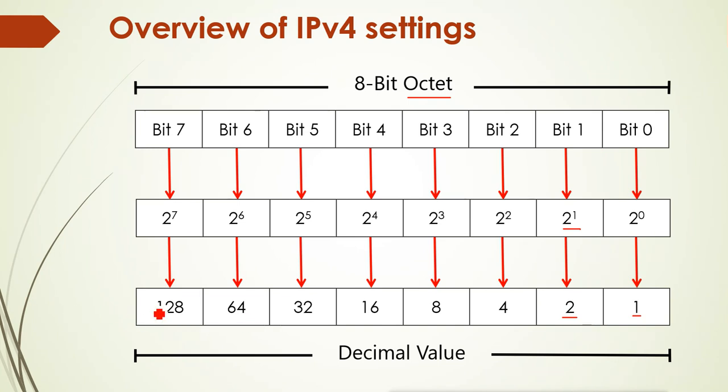It can go higher than 128. The next value would be 2 raised to 8, which is 256. But for an IP address we will not go beyond 128, because in one part we have only 8 bits, so it only goes up to 128. When you combine all these values and enable all these bits, the total value will be 255.